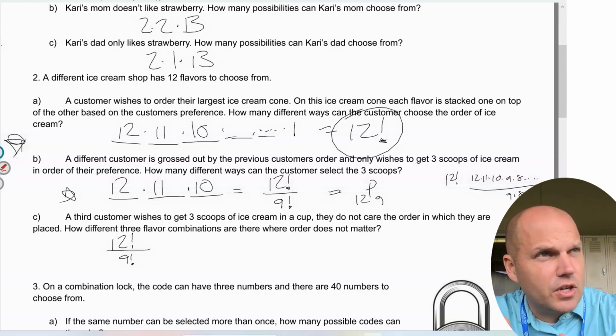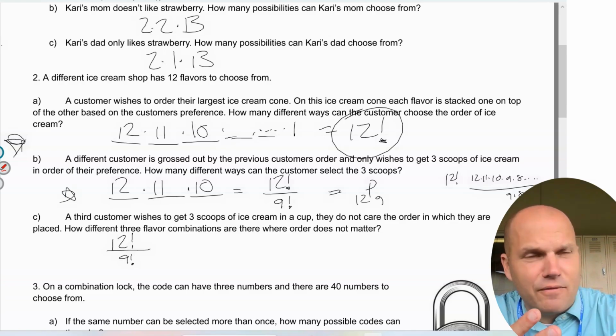That's my wife's favorite. I'm a cookies and cream. Salted caramel is another one of my favorites. Dark chocolate sea salt, another one of my favorites.